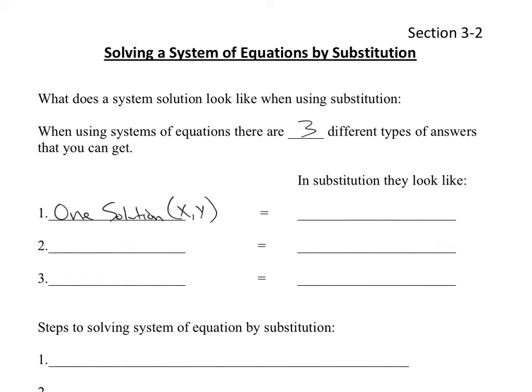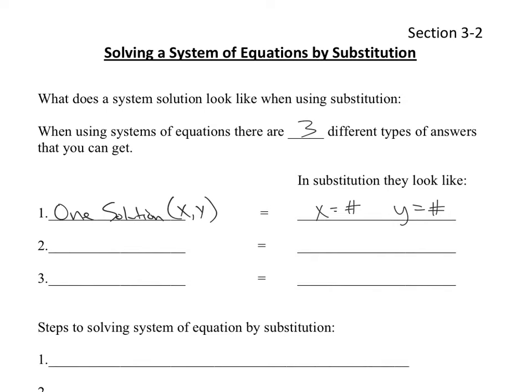And in substitution, what that's going to look like is that you will have an answer for x, so any value for x, and an answer for y. So once you find one of those variables, you're going to plug it back in to find the other.